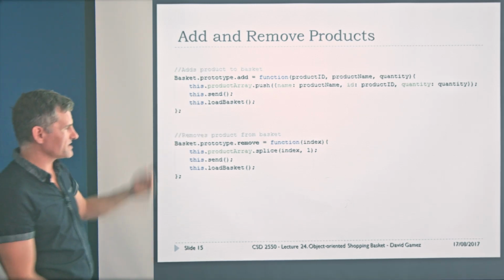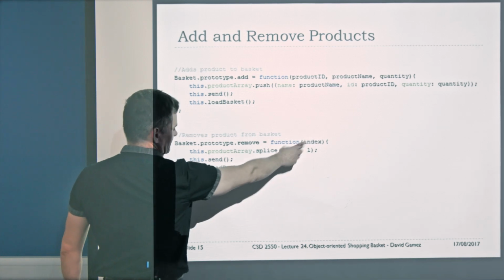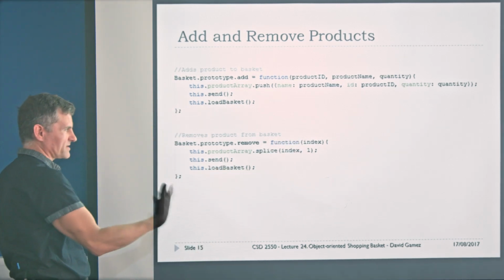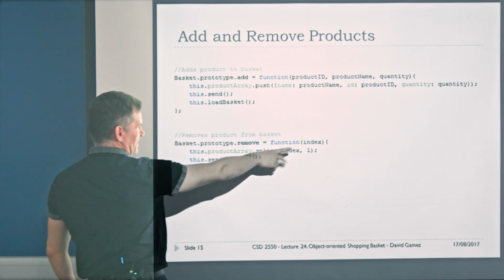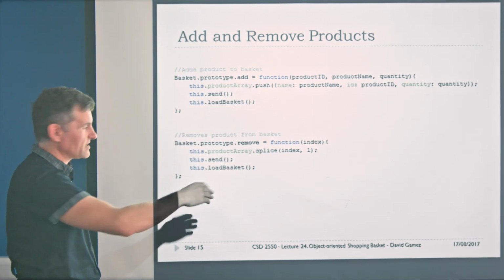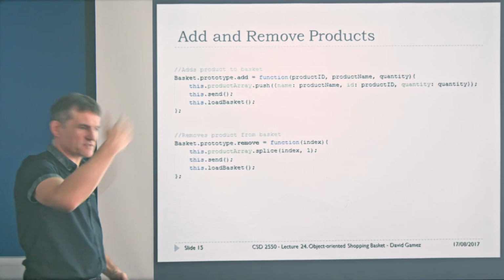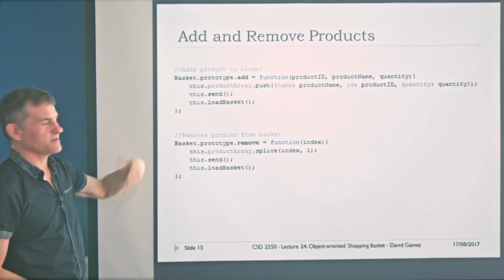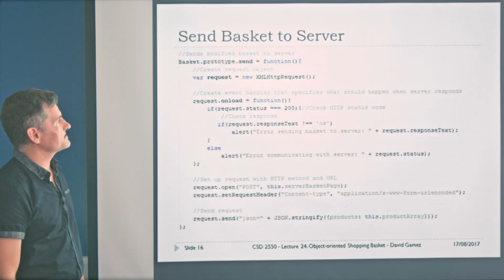Then we've got remove, which does exactly the same thing, except it's removing a product at a particular index, just splices it out of the product array, sends it off to the server so the client and server are synchronized, and then reloads the basket into the page so the user can see the contents of their basket.